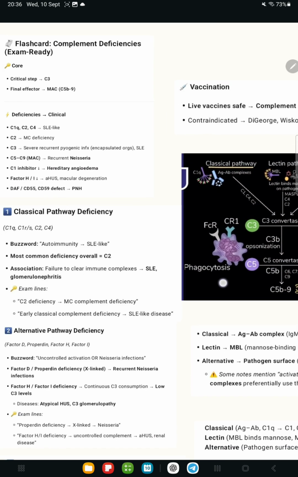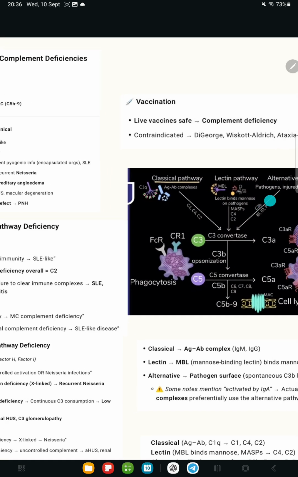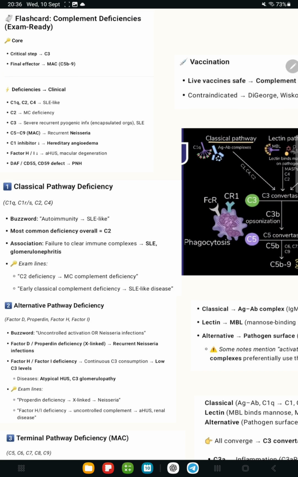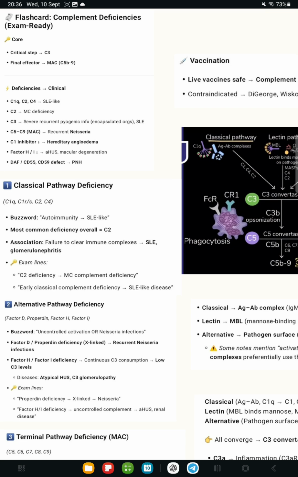Factor H and factor I we will also study. This is seen with the alternative pathway. If there is this deficiency, it will lead to atypical HUS, macular degeneration, and also one more condition, glomerulopathy. And then we have one more defect, the DAF CD55-59 defect that leads to PNH, paroxysmal nocturnal hemoglobinuria. So we'll quickly go through these pathways.